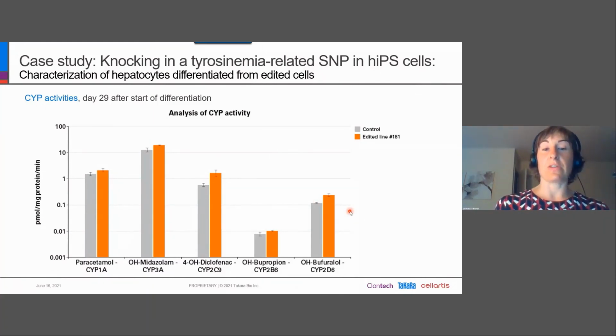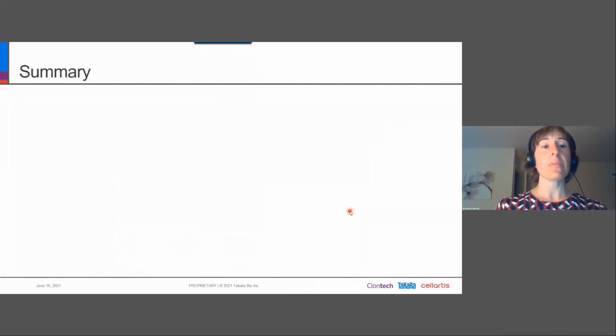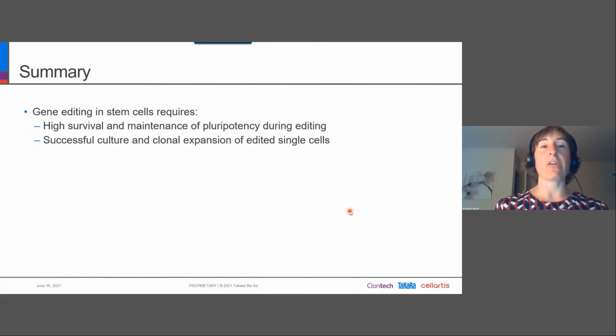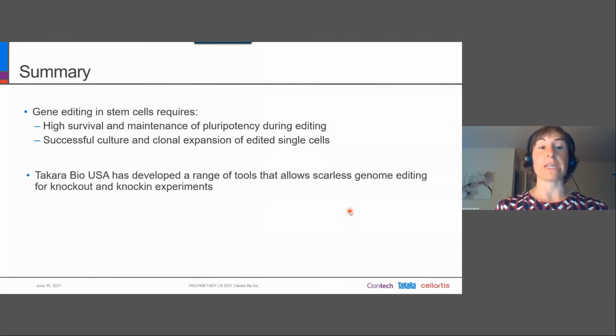So with all these results I have shown you how we can perform a successful edit, and then these edited cells can be differentiated, in this case into hepatocytes. As a summary, the take-home message is that gene editing requires high survival and maintenance of pluripotency, and successful culture and clonal expansion is key.